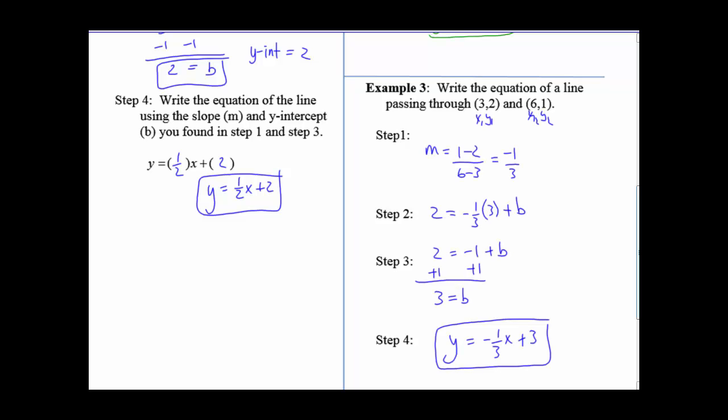Welcome back. Hopefully we found a slope of negative 1/3. We found a y-intercept of 3. So our equation was y equals negative 1/3 x plus 3.